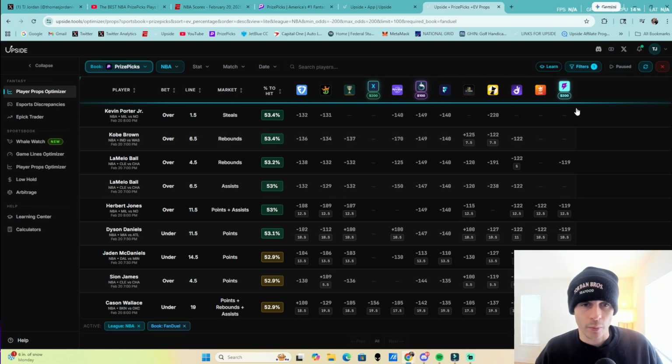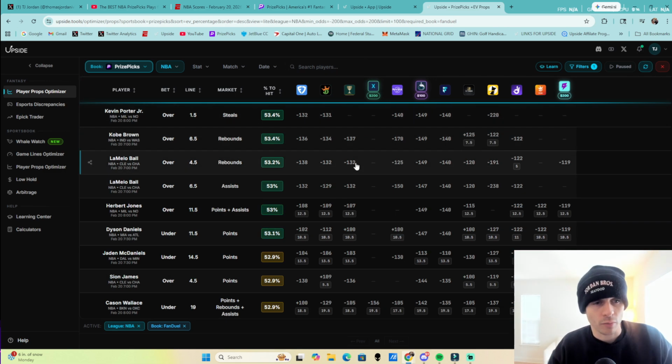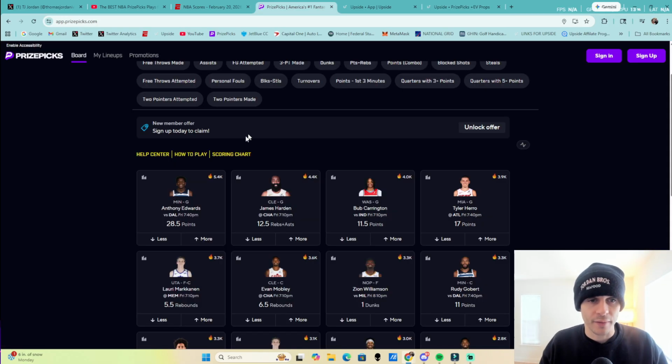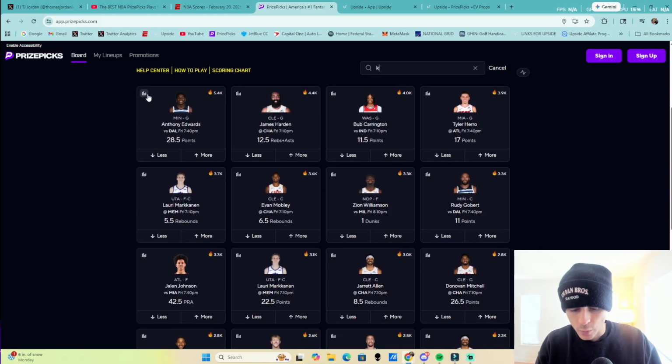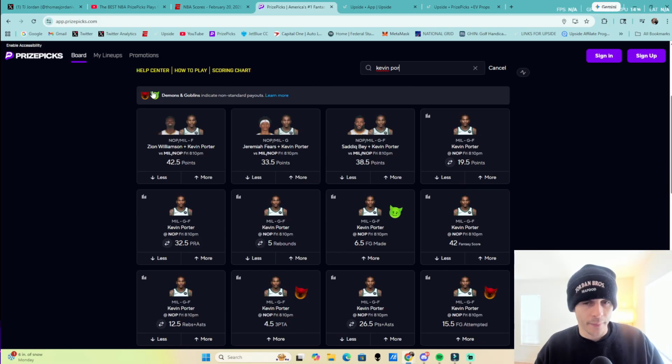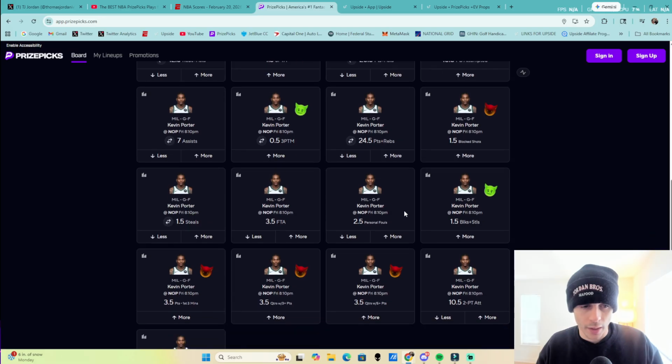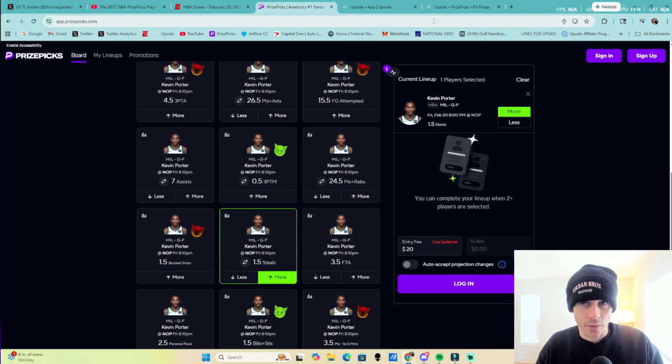Let's go ahead and give this a quick refresh. We're going to be taking plays directly off of the top of this tool, starting with Kevin Porter Jr. over 1.5 steals. That will be play number 1. So we're going to build the slip first, and then we'll go ahead and talk about why we're taking these player props. So Kevin Porter Jr. over 1.5 steals. Go back to this tool.